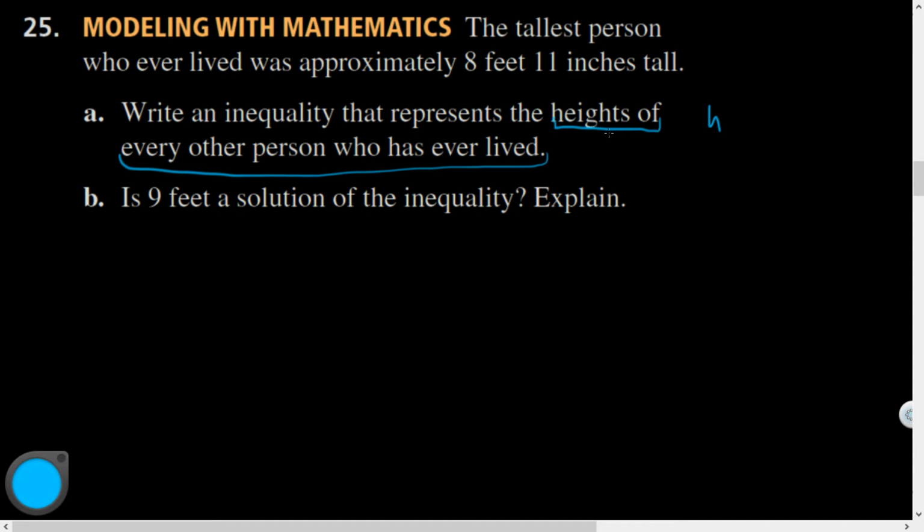So everyone else's height is what compared to the tallest person? That's tallest, so everyone else is less than that person's height. 8'11", how should I represent that? Well, everyone else's height is going to be smaller than 8'11".